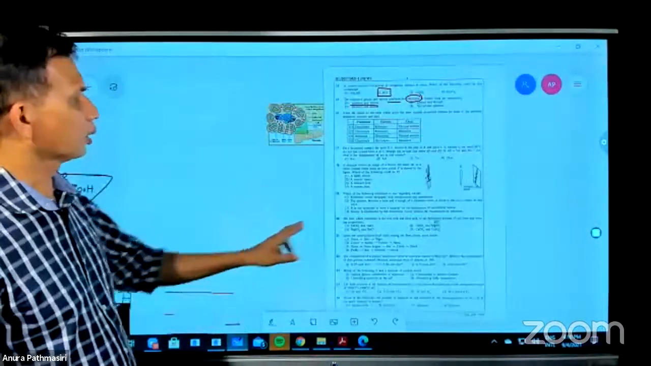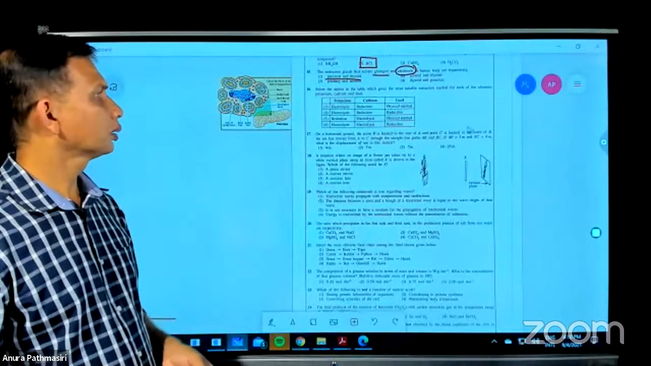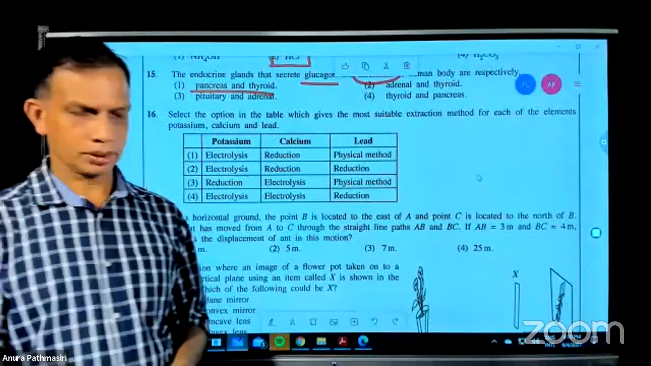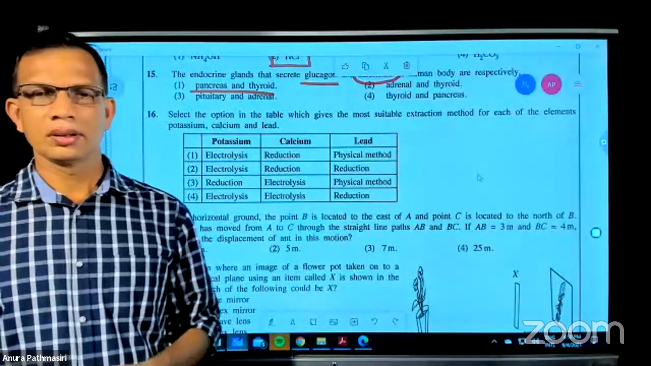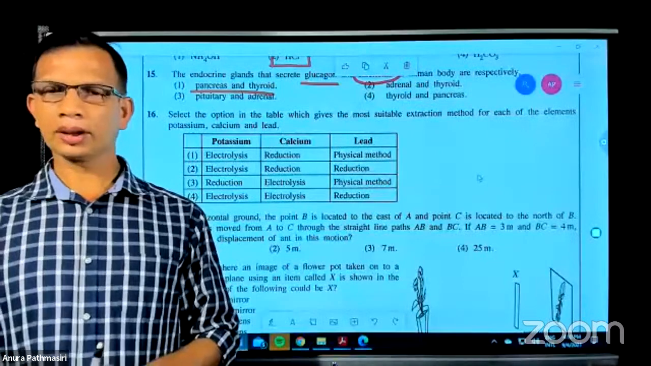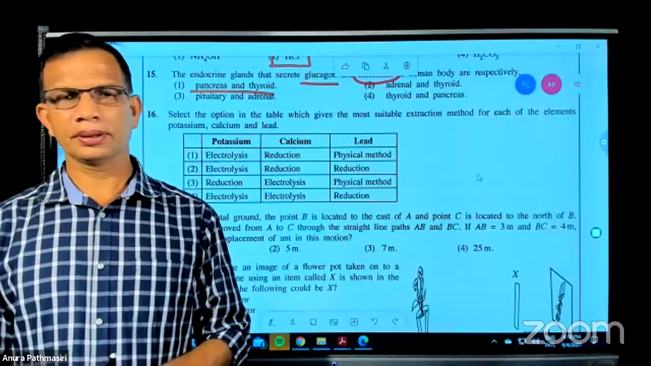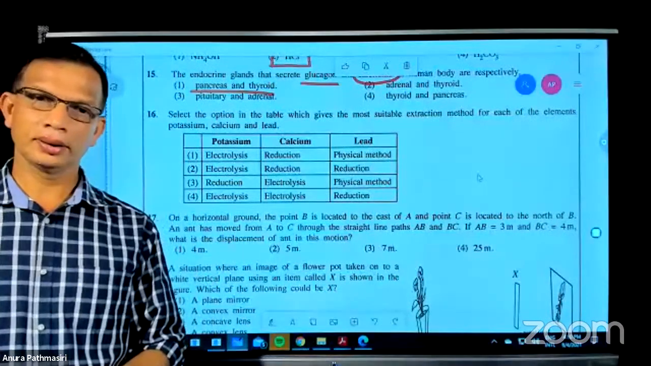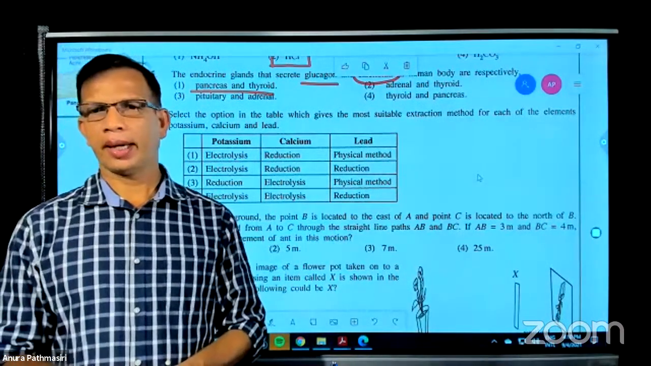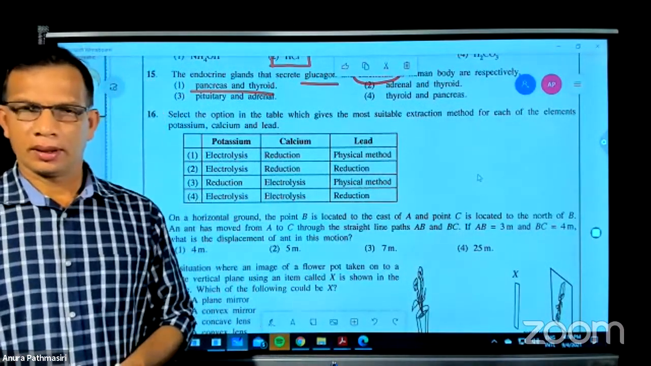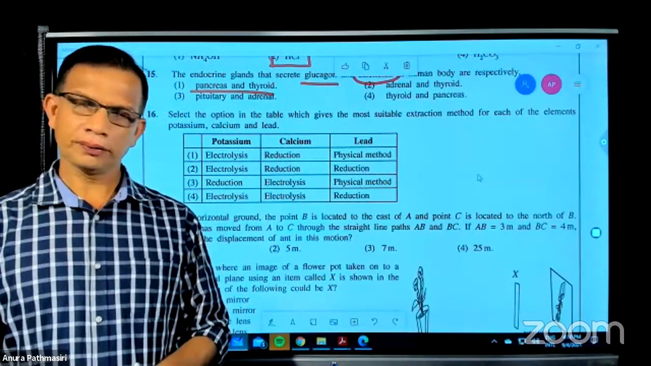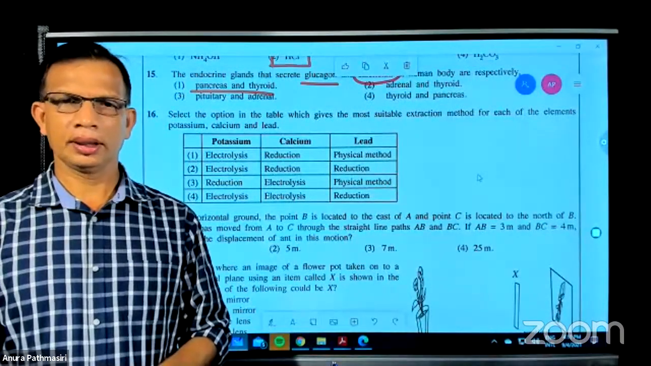Select the option in the table which gives the most suitable extraction method for each of the elements: potassium, calcium, and lead. Potassium, calcium, and lead. How can we decide that one? Potassium, definitely we know electrolysis.